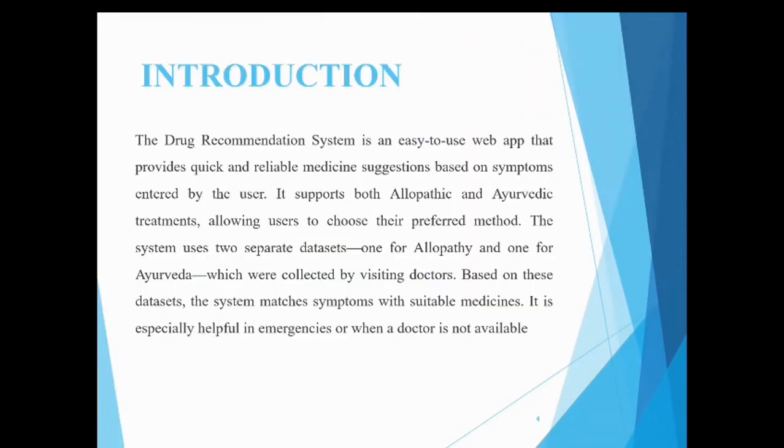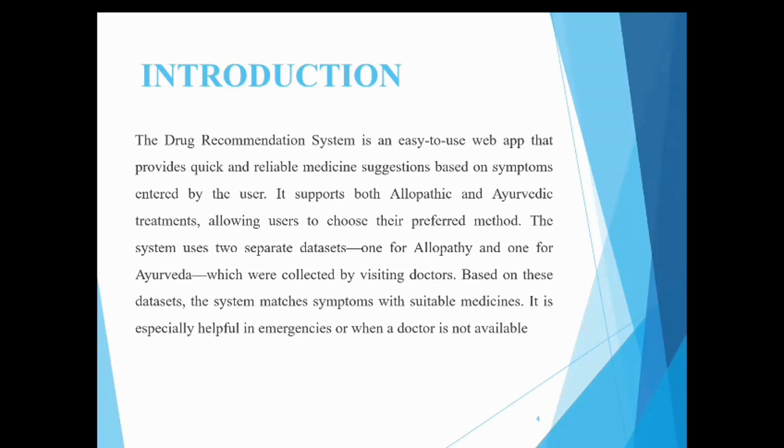First, we start with the introduction. Our project, drug recommendation system, aims to provide accurate and timely suggestions based on the patient's symptoms and medical conditions. The system is a user-friendly web application that helps people quickly find suitable medicines based on the symptoms entered. It supports both allopathy and Ayurvedic treatments, allowing users to choose their preferred methods. The system is designed for adults between the ages of 18 to 50, both male and female, and especially for emergency conditions when doctors are not available.